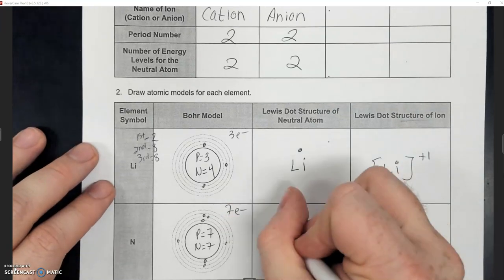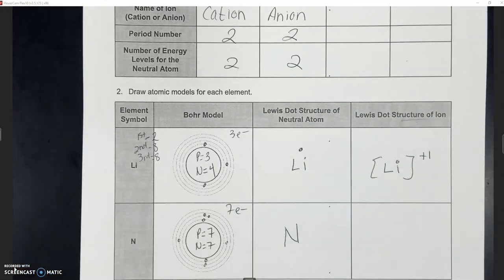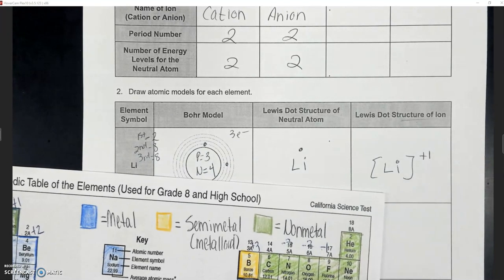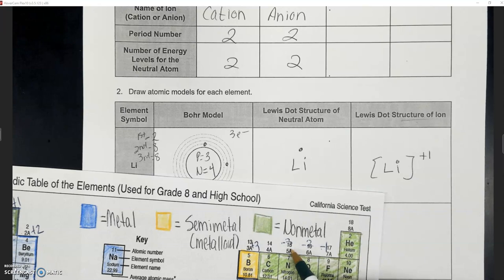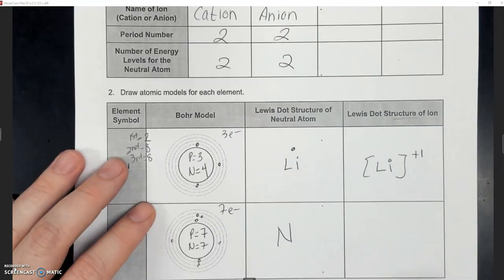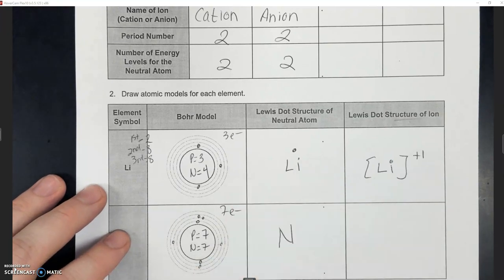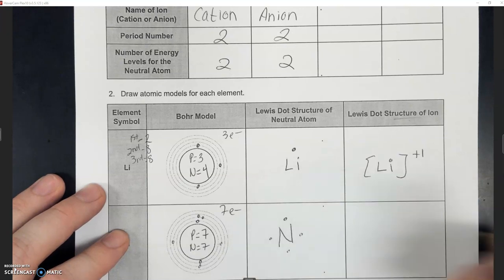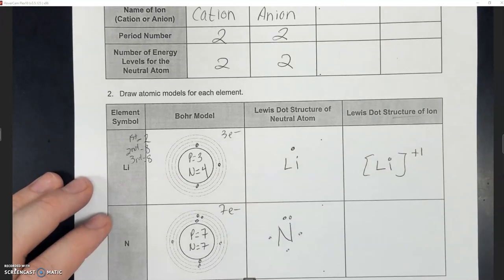Lewis dot structure for the neutral atom, before any electrons are gained or lost: you start with the element symbol. And how many valence electrons does it have? 5. But you also knew that from right here. And remember with Lewis dots, you separate them out before you double them up. So 1, 2, 3, 4, and 5.